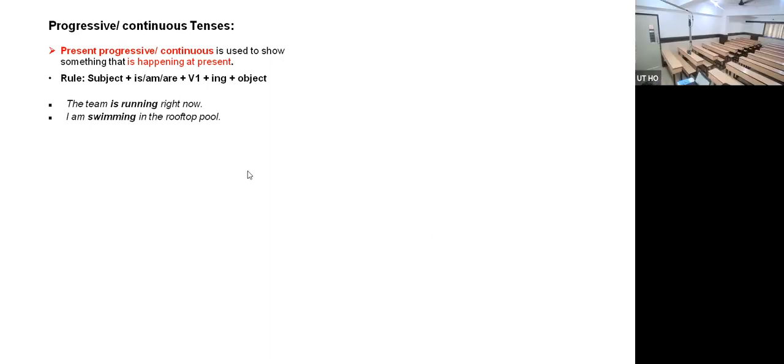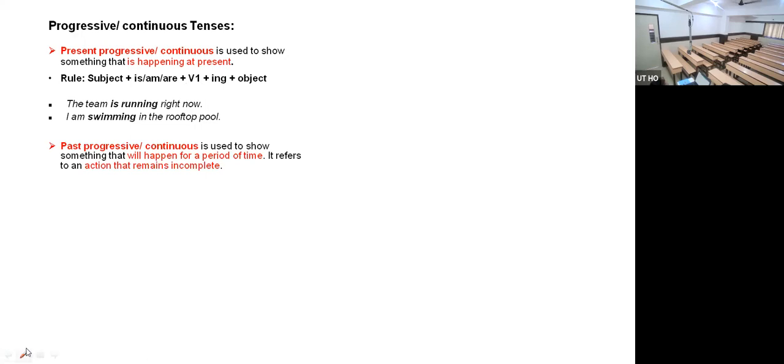So now when you're talking about the progressive continuous tense, we saw the simple and the perfect. Now progressive. What do you mean progressive or continuous? You can remember that it is continuous tense. So an action that is happening and it's continuing to happen. So usually we use the ing form of the verb. So it will be is, am, are plus the ing form of the verb. So you are adding ing to the verb.